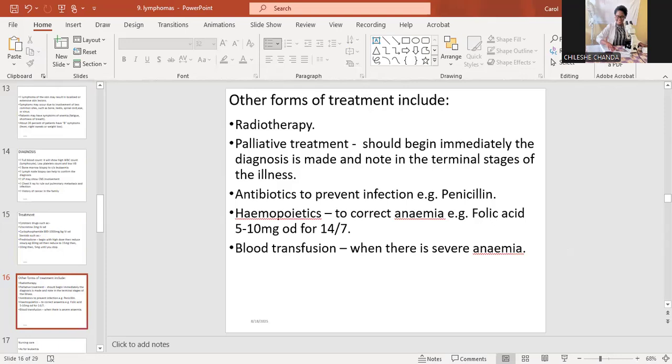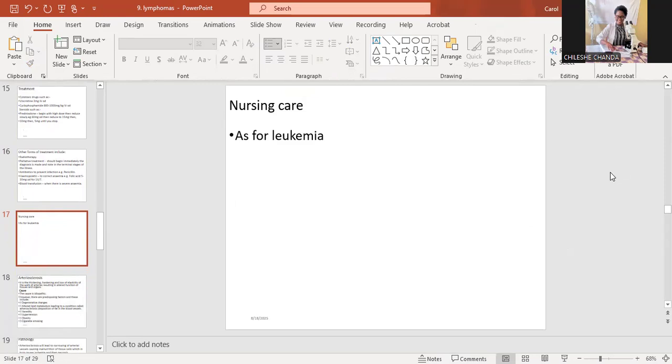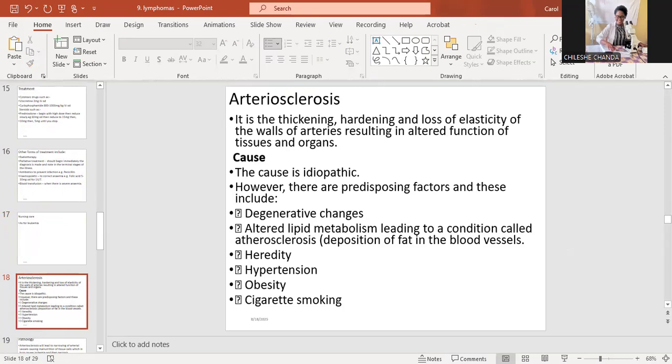You can give hematopoietics to correct or prevent anemia. So hematopoietics you're going to give could be folic acid, 5 to 10 milligrams OD for 14 days. Where there is anemia, you can give a blood transfusion. Now, for the nursing care, you can look at the nursing care for leukemia, and you're going to give the same kind of nursing care even as you have this patient under palliative care. Okay, that is the simple condition of lymphoma.